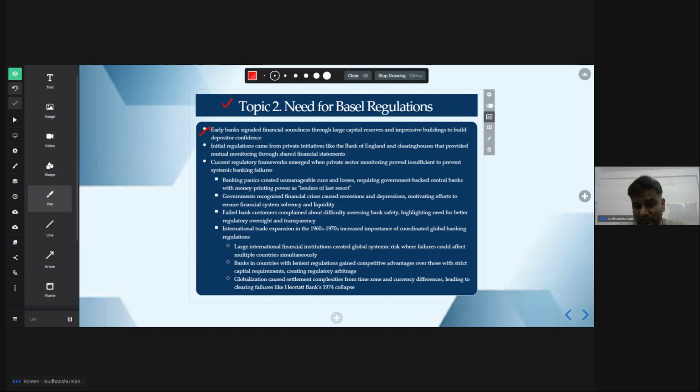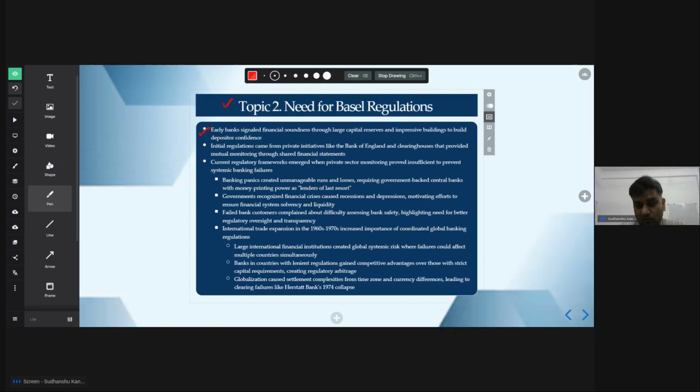Then came private sector monitoring. Early oversight came from institutions like the Bank of England and clearing houses. Monitoring relied on shared financial information and peer discipline. The failure was that private monitoring proved insufficient during crises. Systematic failures revealed that individual incentives did not align with system stability, and this led to public sector regulatory frameworks, right?